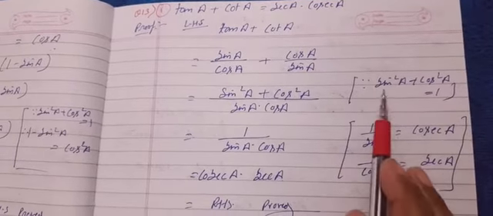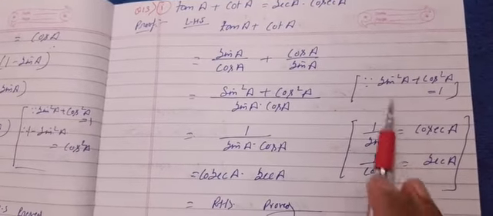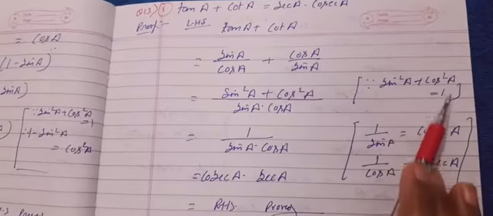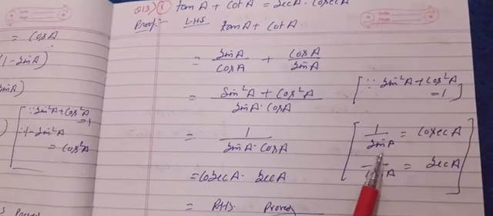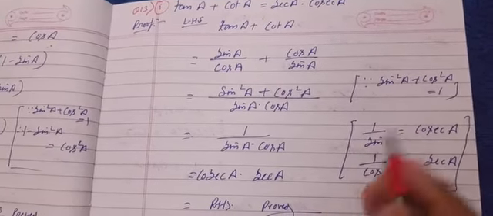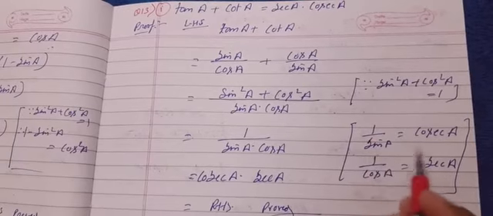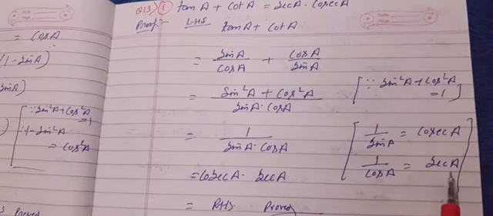And whichever identities we will use, we have to mention here. That's why I've written here sin square A plus cos square A is equal to 1, 1 by sin A is equal to cosec A, 1 by cos A is equal to sec A.